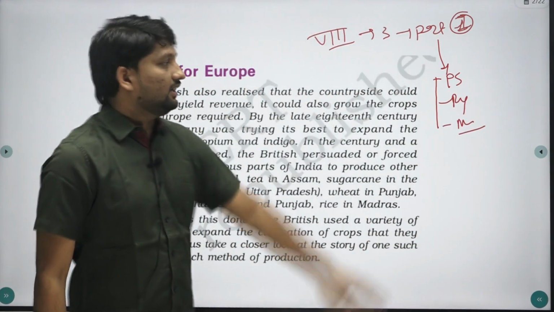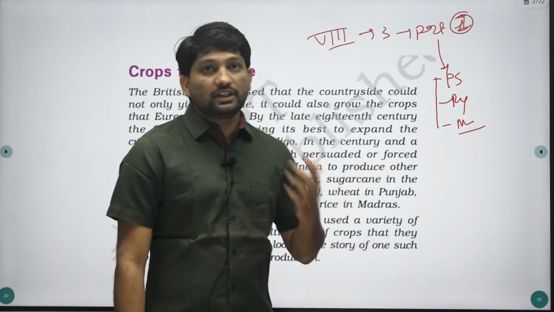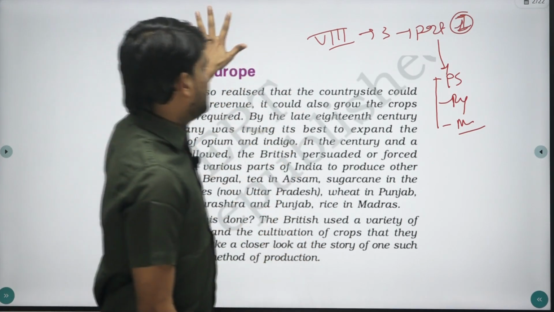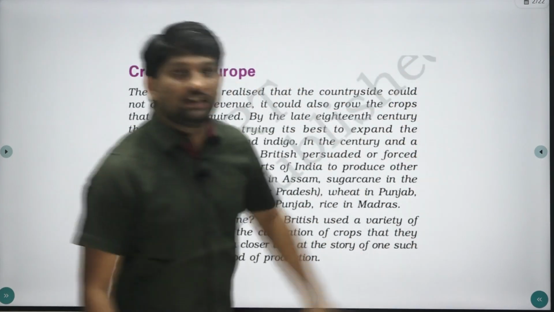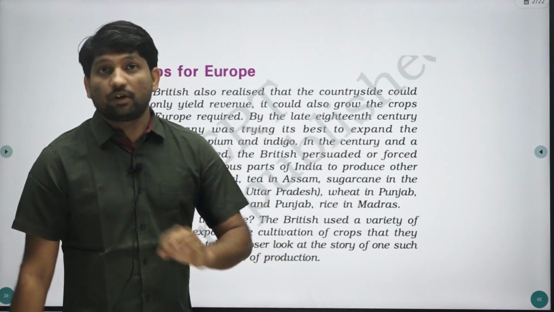In today's lecture, in the second part, we are going to discuss how these Britishers, or the officials of the East India Company, forced Indian peasants and cultivators to cultivate the crop of their choice. So it was not the choice of the Indian farmer or Indian peasant.